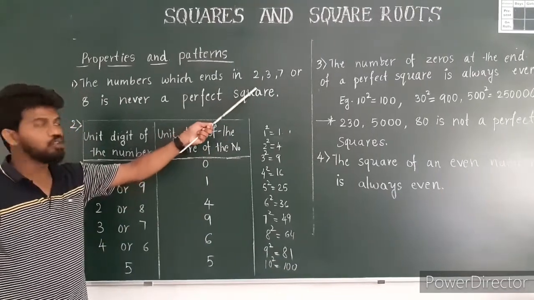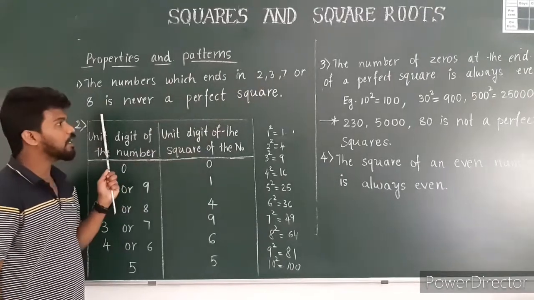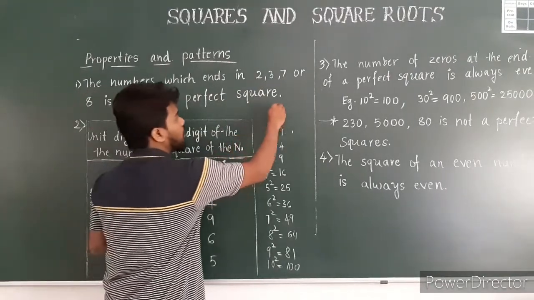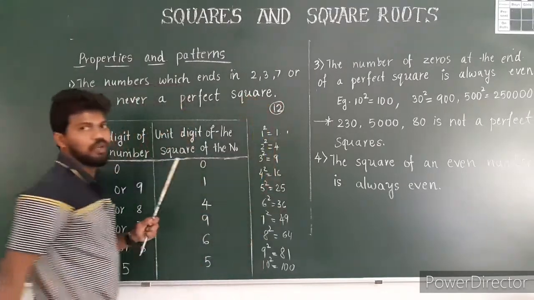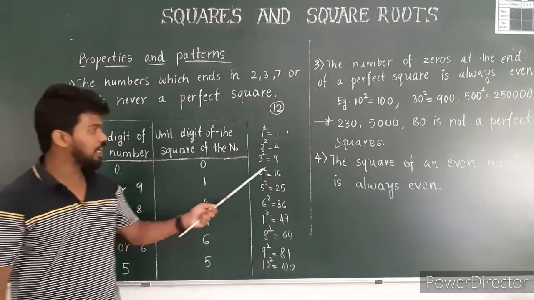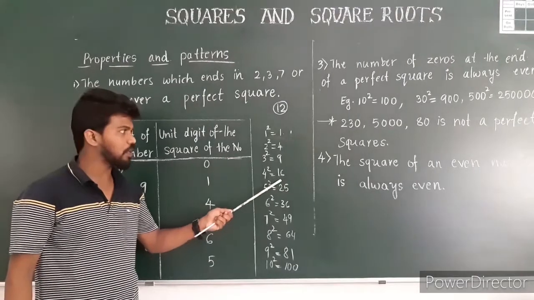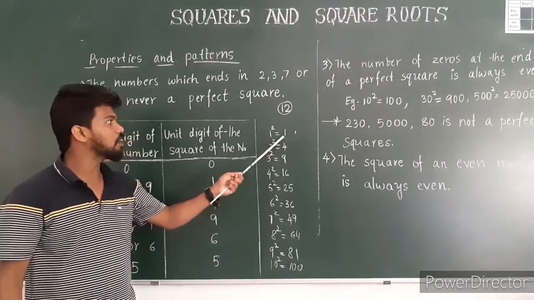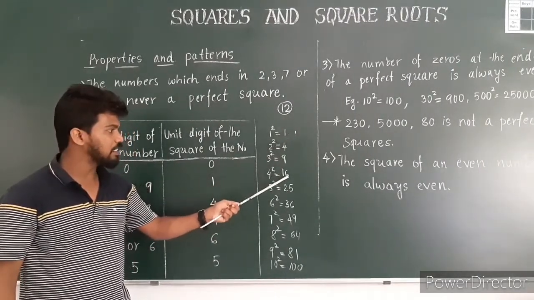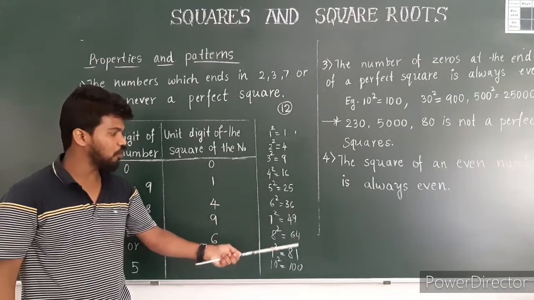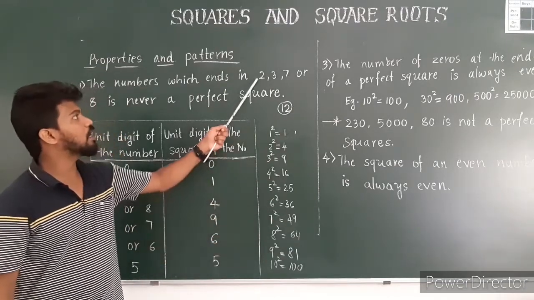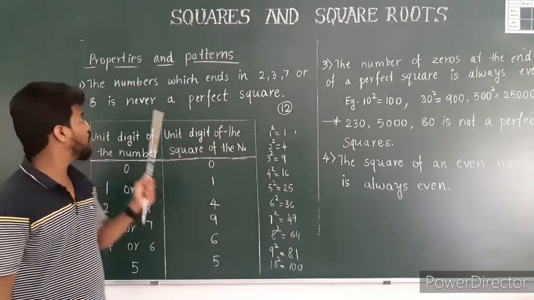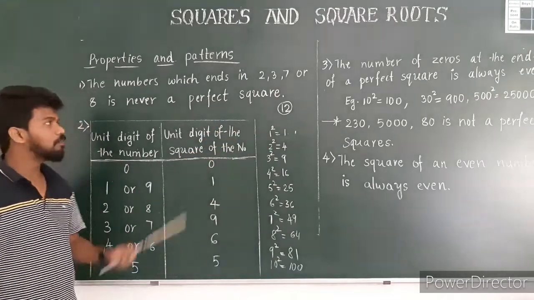So if you get 2, 3, 7 or 8, suppose you take 12, 12 is not a perfect square. If you take 16, 16 is a perfect square. So a number that ends with 1, 4, 9, 6, 5, 6, 9, 4, 1 can be a perfect square. So a number that ends with 2, 3, 7 or 8 is not a perfect square.